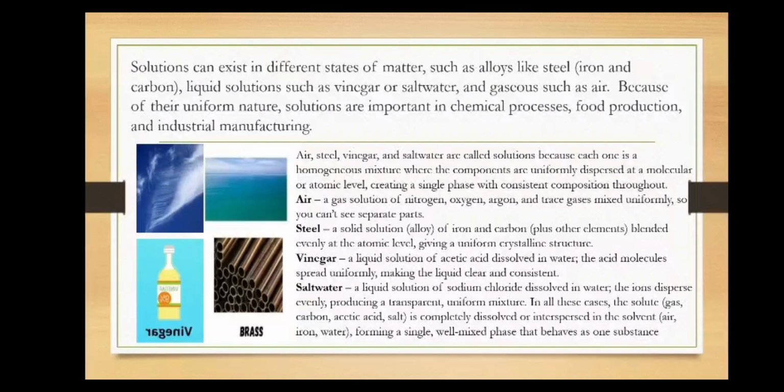While steel, a solid solution or alloy of iron and carbon plus other elements blended evenly at the atomic level, giving a uniform crystalline structure. Vinegar, a liquid solution of acetic acid dissolved in water. The acid molecules spread uniformly, making the liquid clear and consistent. While salt water, a liquid solution of sodium chloride dissolved in water, the ions disperse evenly, producing a transparent, uniform mixture.